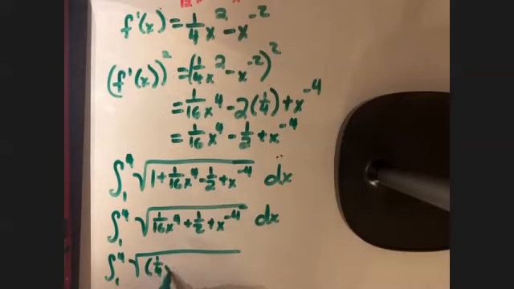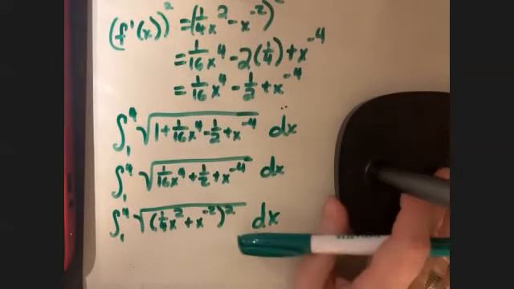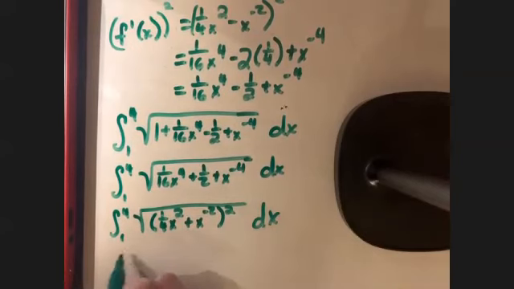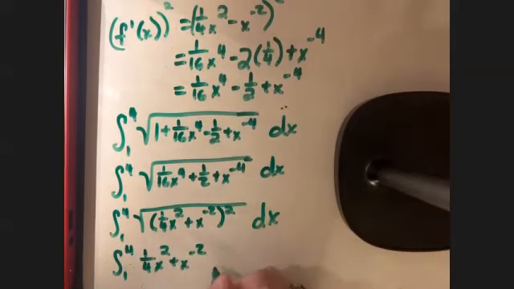One fourth x squared plus x to the -2 squared. Yeah, I think so. Squared and square root will go away. So this one's got a little bit of an algebra trick in it. So we've got integral from 1 to 4 of 1/4 x squared plus x to the -2 dx.